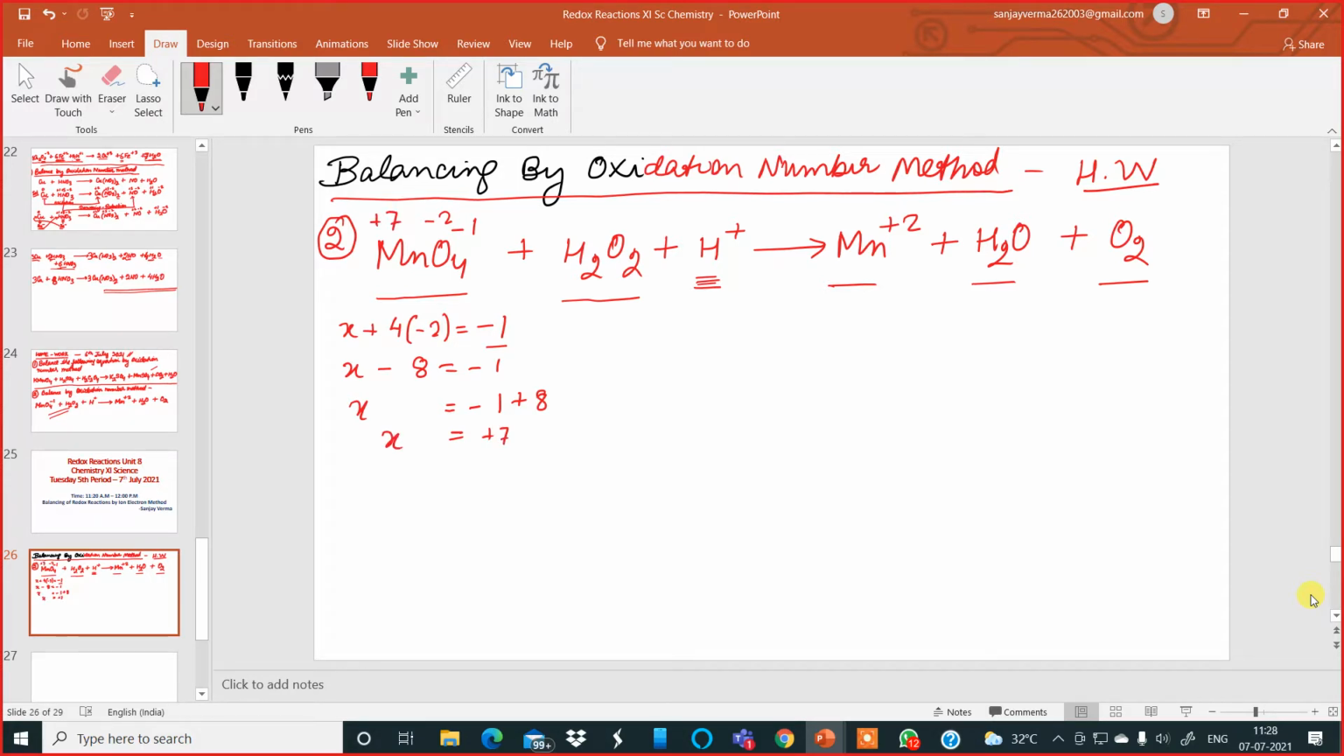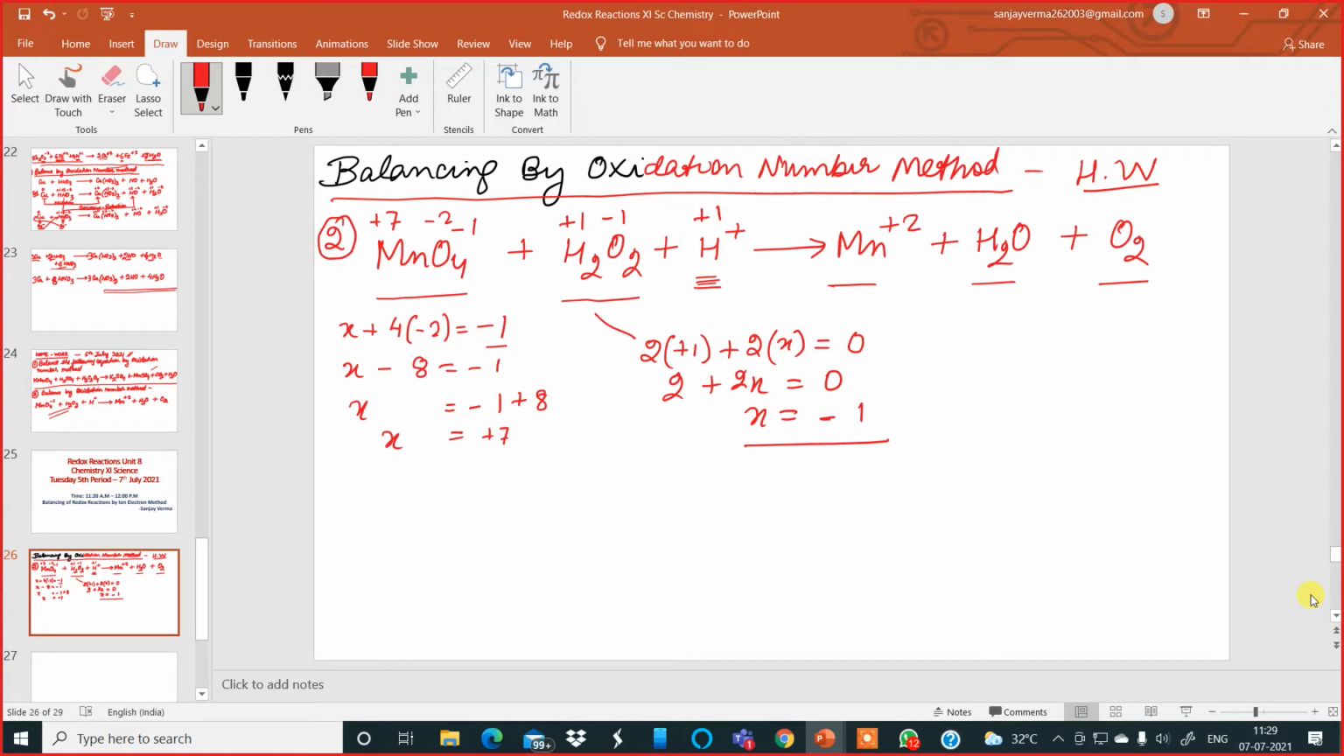After that, hydrogen peroxide. In hydrogen peroxide, the oxidation number of hydrogen is not changing, it remains plus 1, but oxygen we don't know, so let us calculate this also. Hydrogen has 2 atoms, so 2 into plus 1 plus 2 into X for the 2 oxygen atoms. The overall charge is 0, so 2 plus 2X is equal to 0. So X will be equal to minus 1. The oxidation number of oxygen in hydrogen peroxide is minus 1.